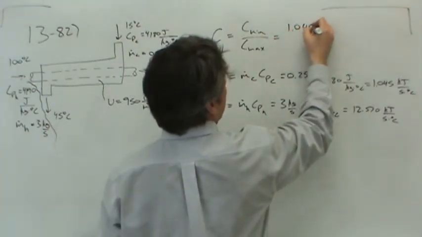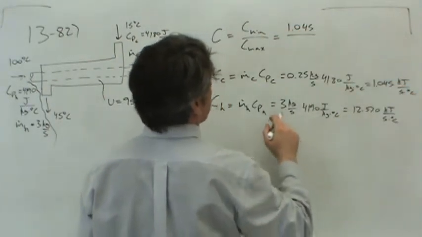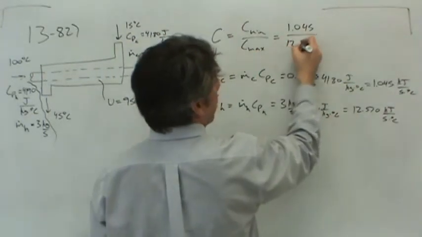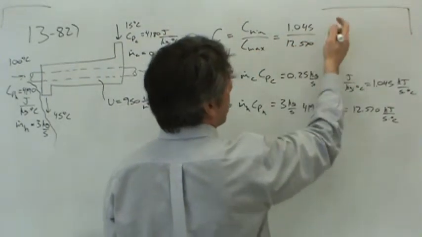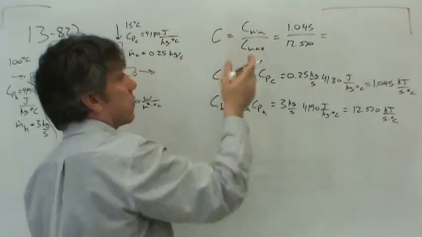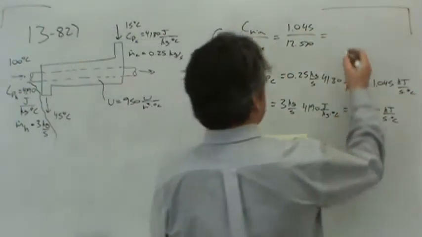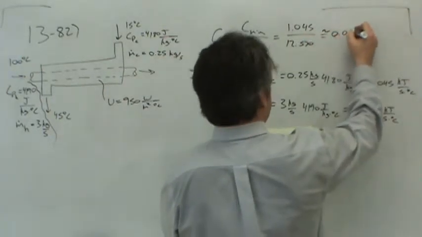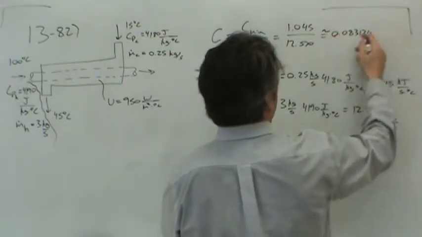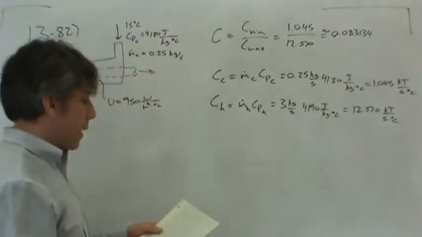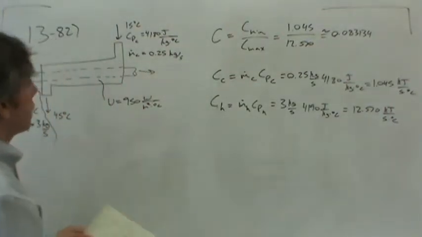So 1.045 kilojoules per second per degree Celsius is C min. C max is 12.570, and I won't put in the units because they will cancel and become dimensionless for this capacity ratio. So the capacity ratio is about 0.0833134. Way too many decimal places, but there it is. Okay. Now we could actually calculate the heat transfer rate at this point.